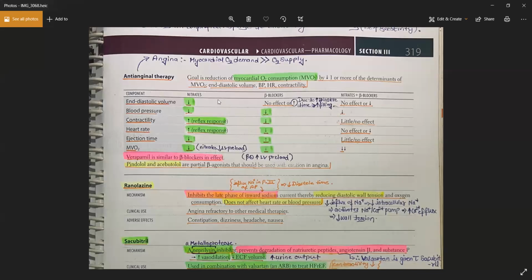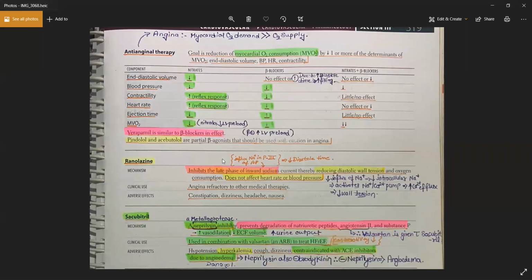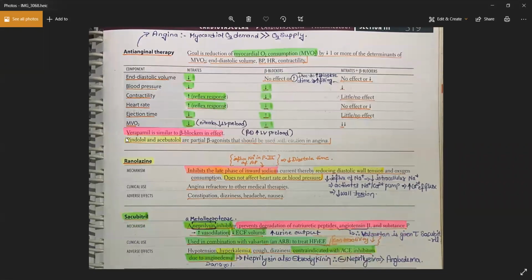So you generally combine the nitrates and the beta blockers to get a combined effect. Okay, in case of end diastolic volume, you have either no effect. In case of BP, it would of course decrease because both are decreasing it. In case of contractility, no effect. Heart rate, no effect. Ejection time, no effect. Oxygen demand is very severely reduced. So for angina, you give the patient beta blockers and nitrates. Okay, very important. Verapamil works very similarly to the beta blockers.